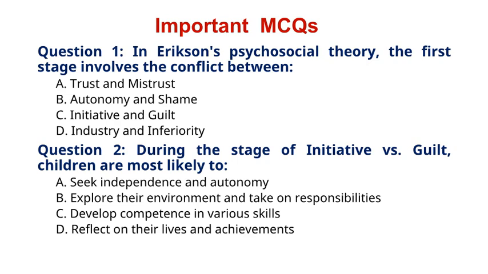Question 2. During the stage of initiative versus guilt, children are most likely to A. Seek independence and autonomy. B. Explore their environment and take on responsibilities. C. Develop competence in various skills. D. Reflect on their lives and achievements. The correct answer to question 2 is option B. Explore their environment and take on responsibilities.